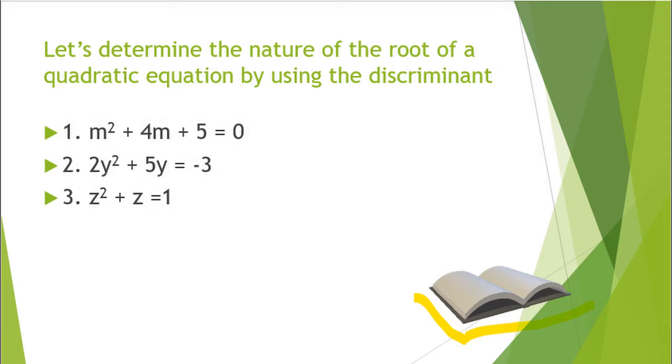For number 1, m squared plus 4m plus 5 is equal to 0. Number 2, 2y squared plus 5y is equal to negative 3. For number 3, z squared plus z is equal to 1.